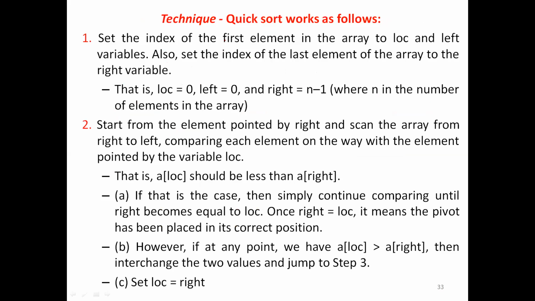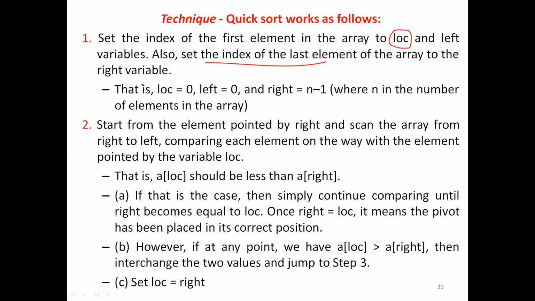So what is the technique? Quicksort follows this: set the index of the first element in the array to LOC. Here LOC represents the pivot element. In our example, we are going to consider the first element as the pivot element. Also set the left variable to the index of the first element, and set the index of the last element of the array to the right variable.